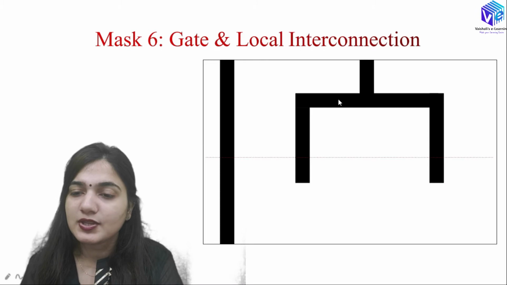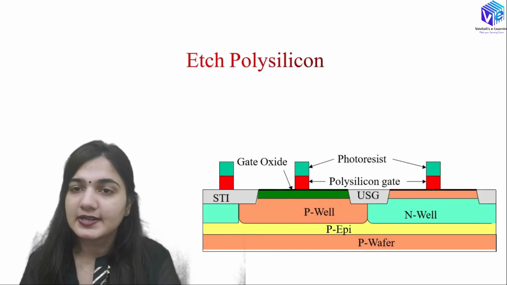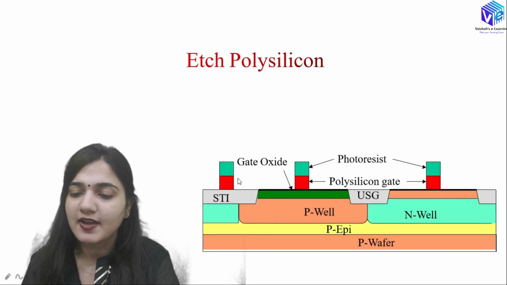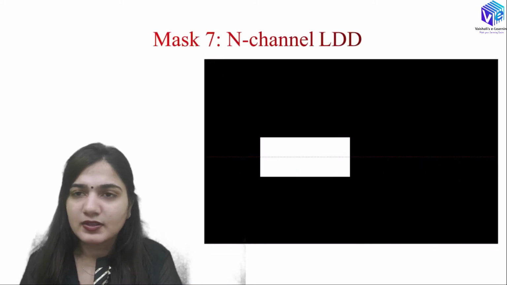After that I will be using the gate and the local interconnection mask, like in the previous case in the 1980s technology I used, and here I will be forming the gate oxide, right? Here I have the gate oxide, polysilicon, over that I have the photoresist. With the help of mask I have etched out the photoresist and the polysilicon over this area, right? Now I will be removing the photoresist, and after that I will be using the N-channel lightly doped drain mask.